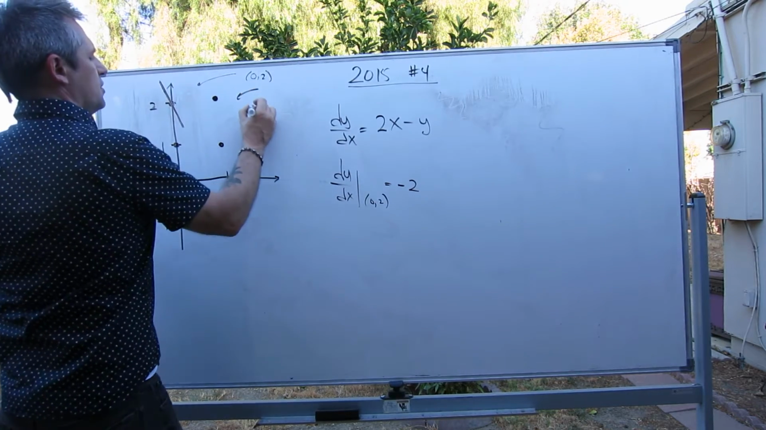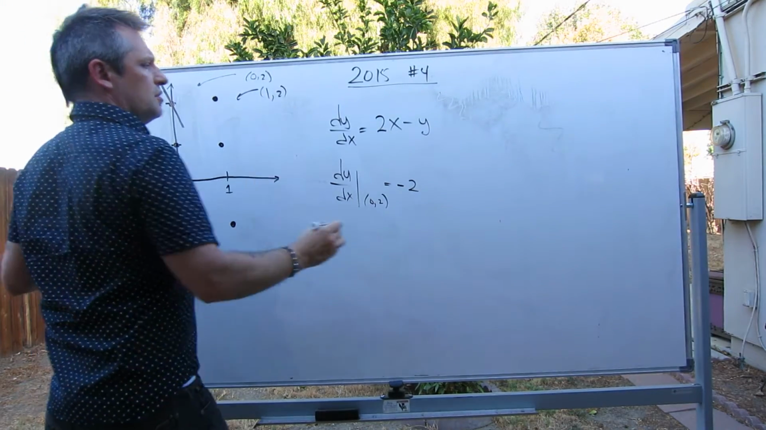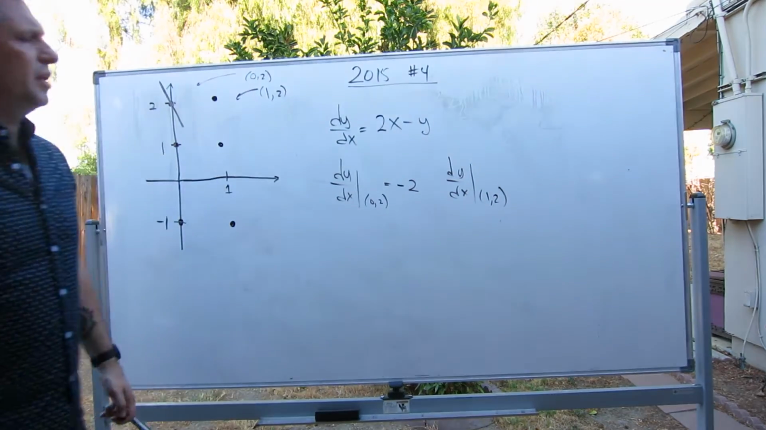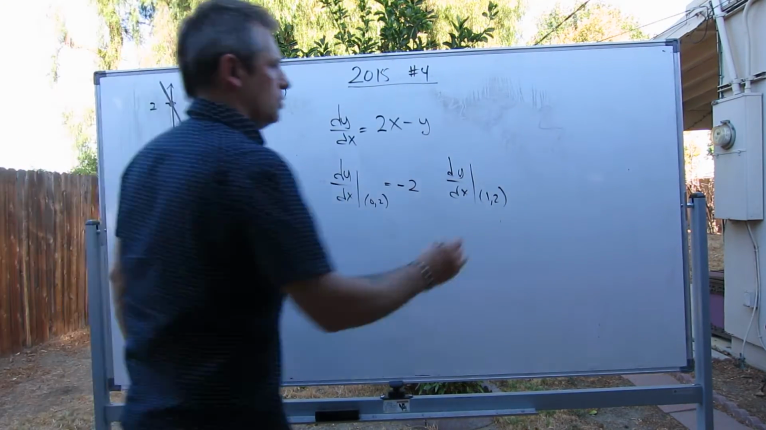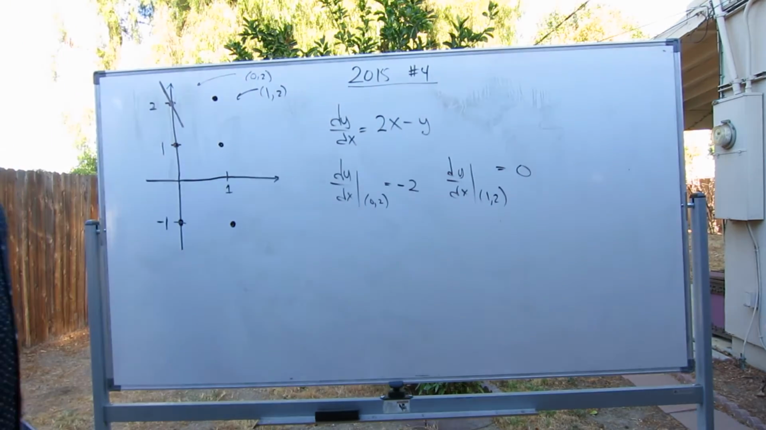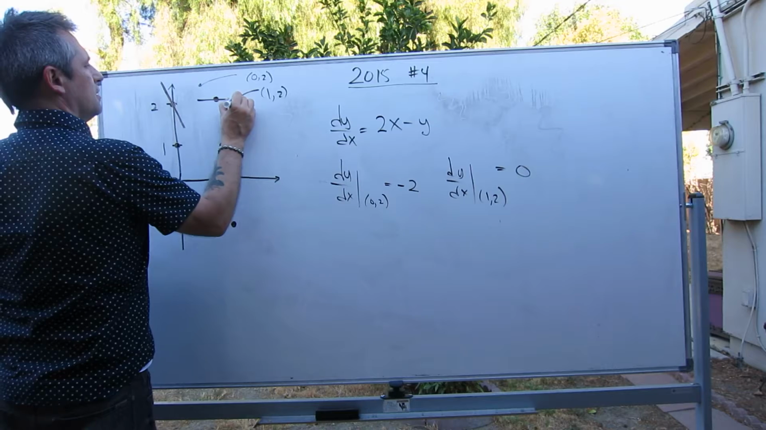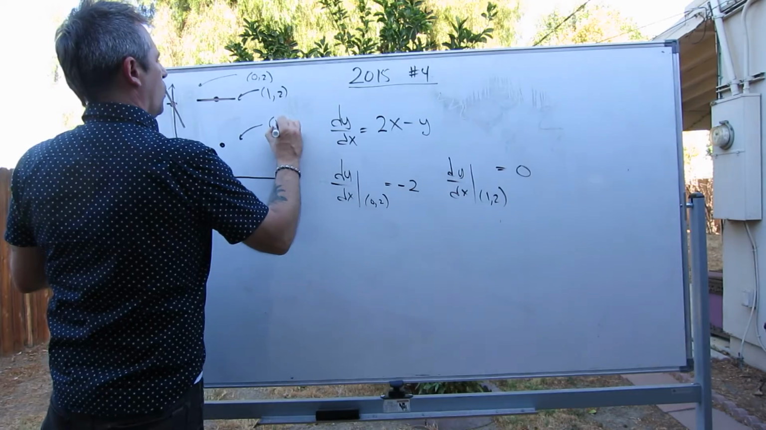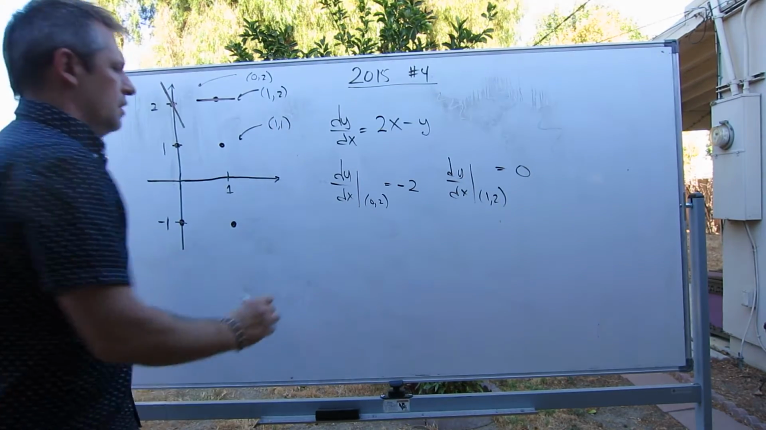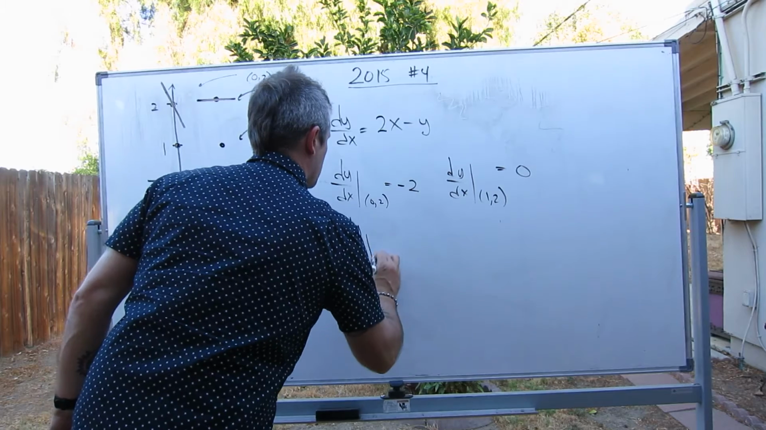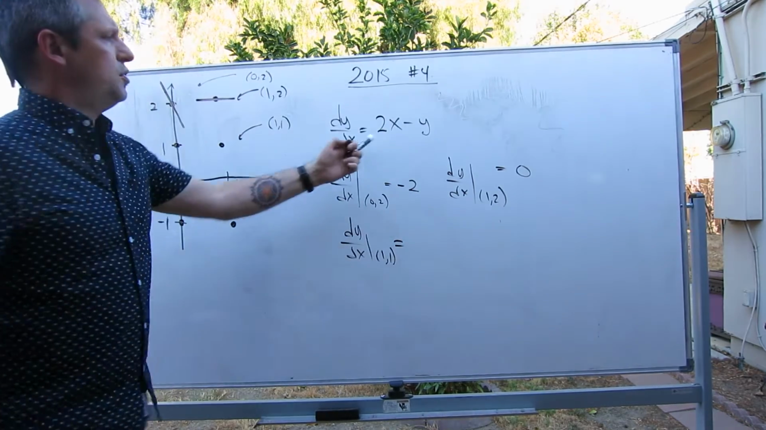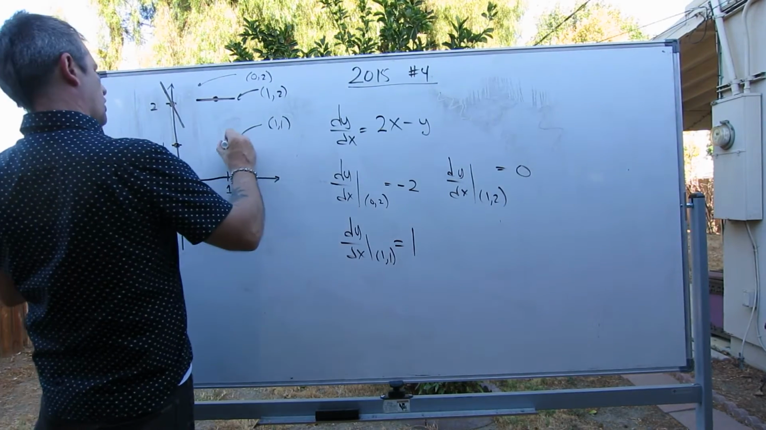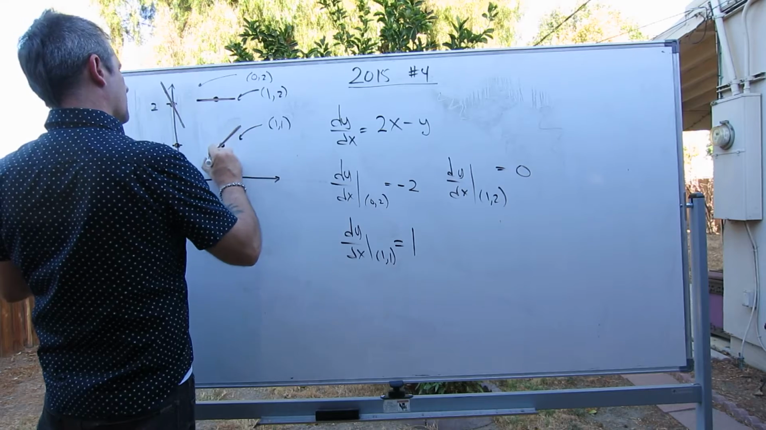Okay, this is the point (1, 2). dy/dx at (1, 2) ends up equaling 2 minus 2, which is 0. That's very easy to draw. That's a flat line that looks something like this. This is the point (1, 1). dy/dx at (1, 1) is equal to 2 minus 1, which is 1. So I'm going to try to do my best to draw a slope of 1, which looks, I don't know, something like that.